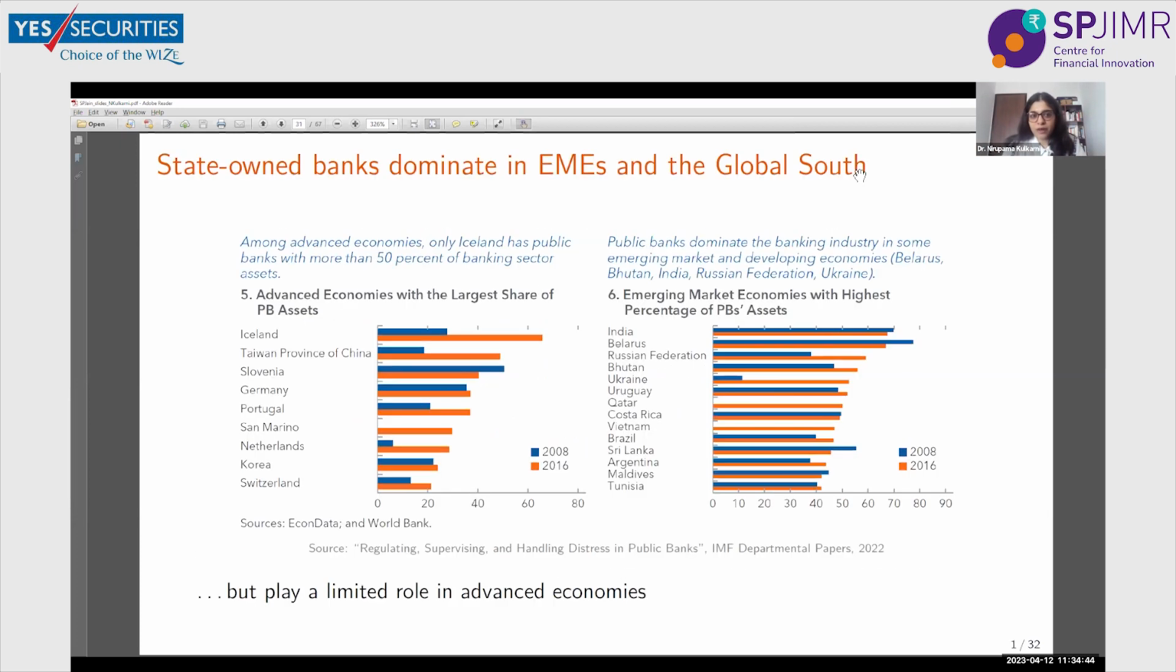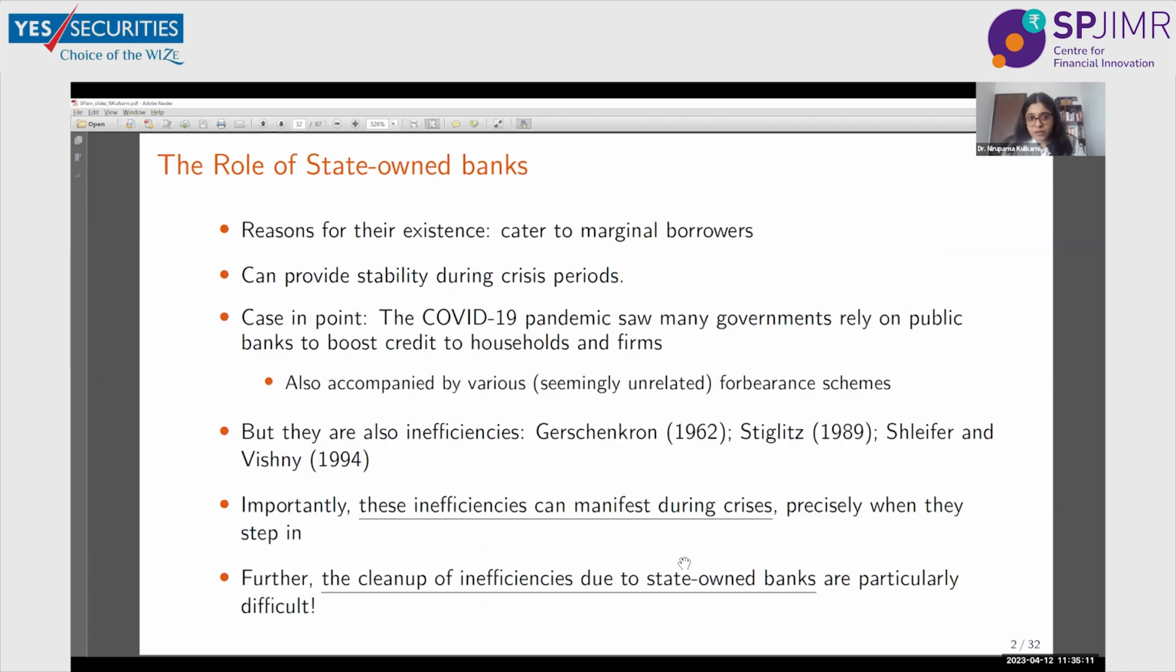And there I found that just adding some context to how state banks look in emerging market economies, how state ownership of banks looks throughout the global south, was helpful in setting the stage. State-owned banks basically dominate in emerging market economies, and they play a relatively much lower role in advanced economies. And of course, this we all know, what is the role of state-owned banks? They basically cater to marginal borrowers. They can provide stability during crisis periods. You saw this happen a lot during the COVID period, where many governments relied on the state-owned banks to give subsidized credit to households and firms.